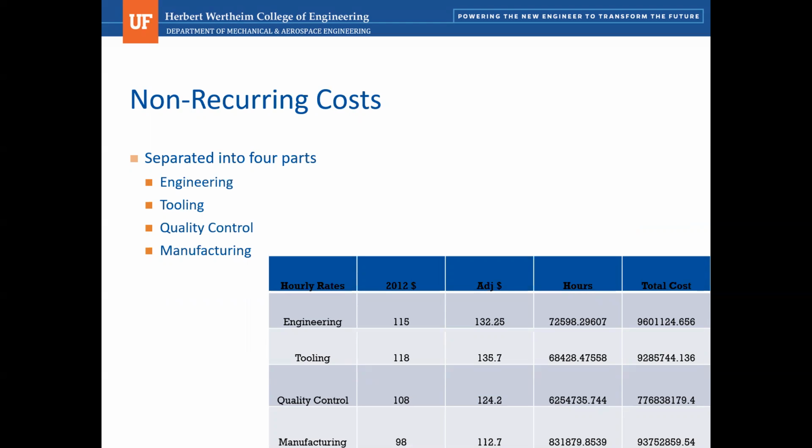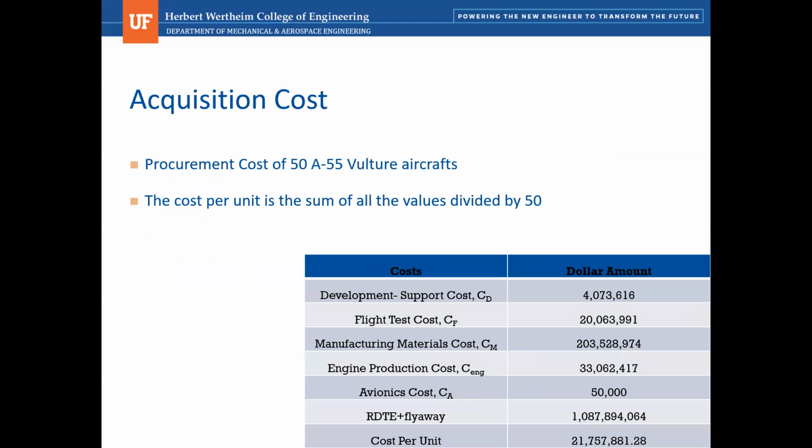As far as non-recurring costs go, it's separated into 4 parts: engineering, tooling, quality control, and manufacturing. Engineering for this aircraft costs about $9,601,124. Tooling, nearly 9.3 million. Quality control, 776 million, and manufacturing itself, $93.8 million.